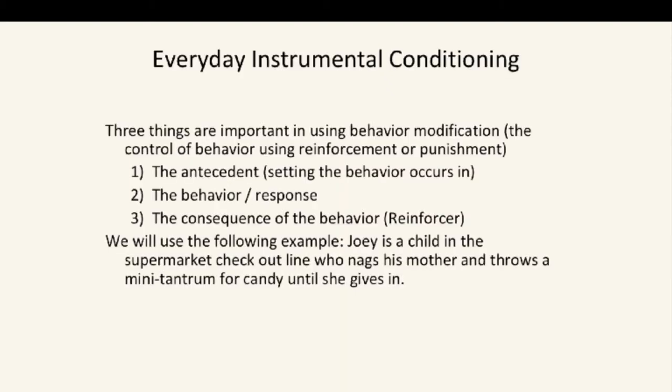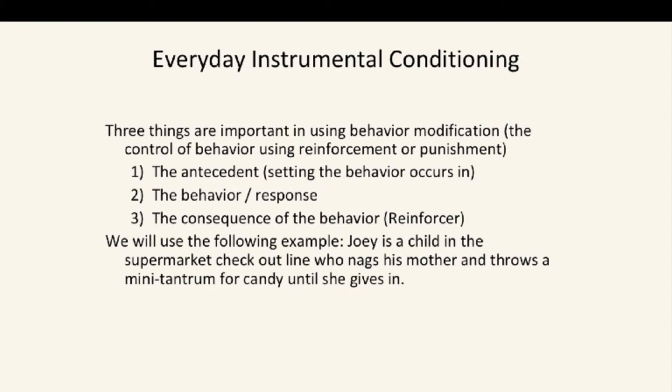So instrumental conditioning is basically always happening, just like classical conditioning is always happening. It's an everyday occurrence. There are three things that are important in using behavior modification. Behavior modification is just the intentional control of behavior using reinforcement or punishment. So if you're using it intentionally to try and change someone's behavior, to modify their behavior, then that's behavior modification.